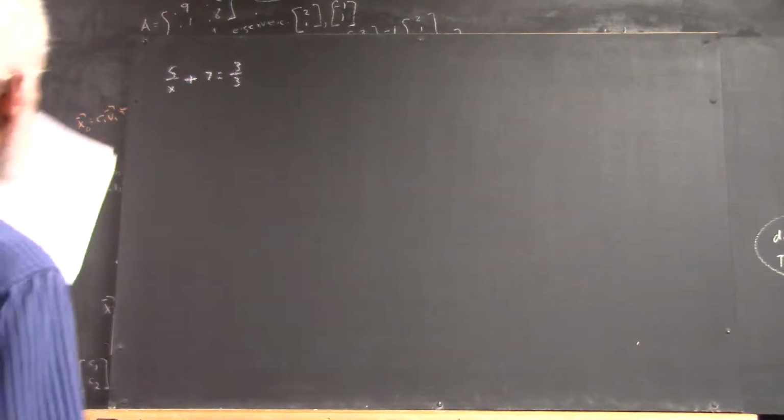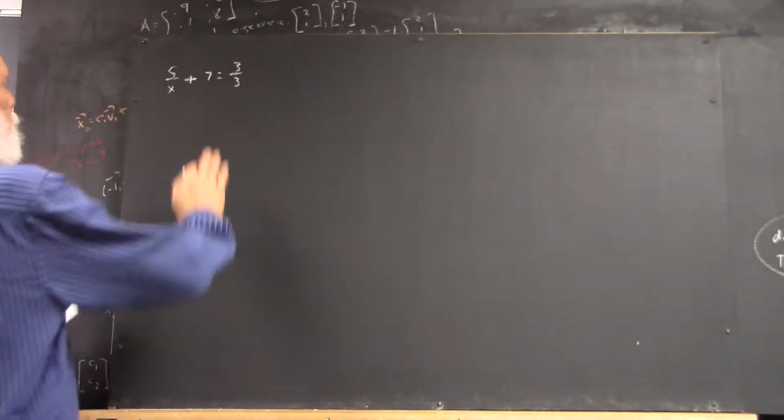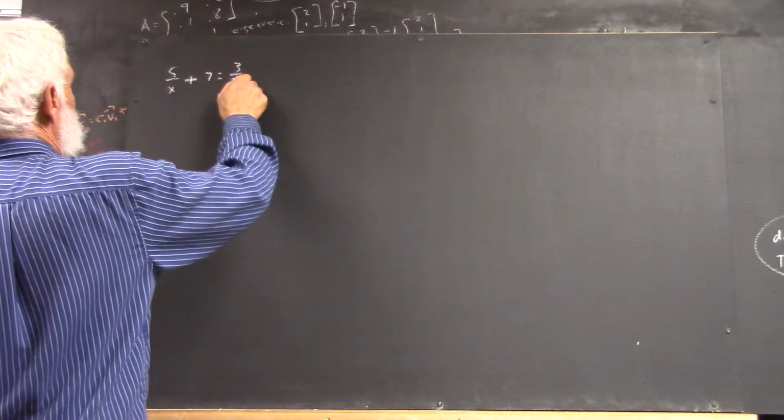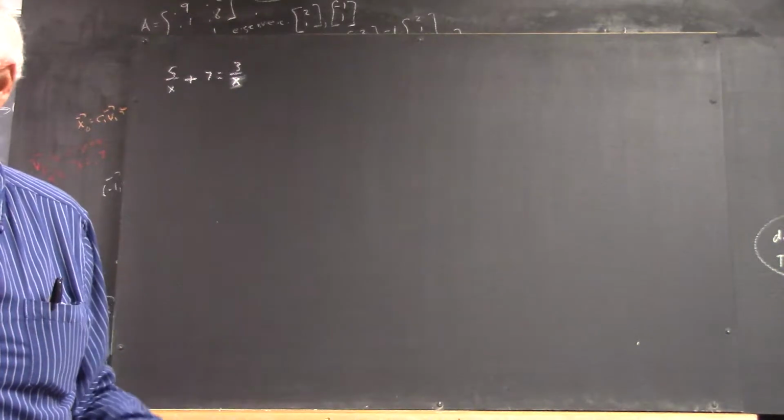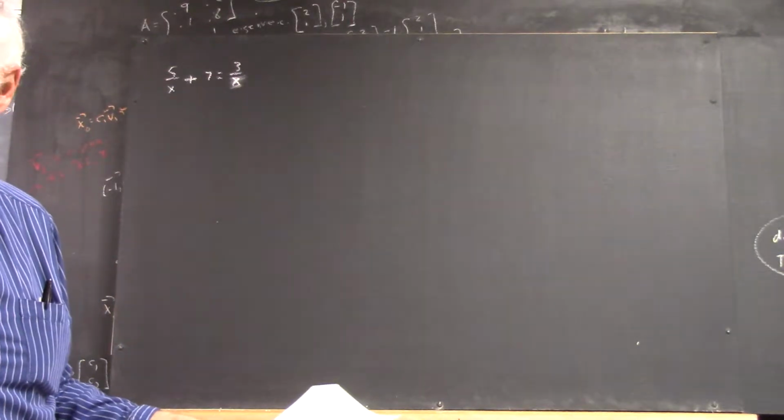How do we solve this equation? 5 over x plus 7 equals 3 over x. What's the first thing we do? It's been a month since we talked about this, so you might want to refresh it.